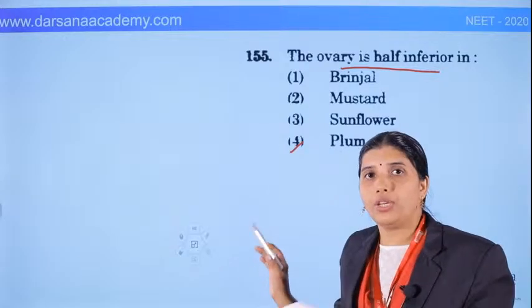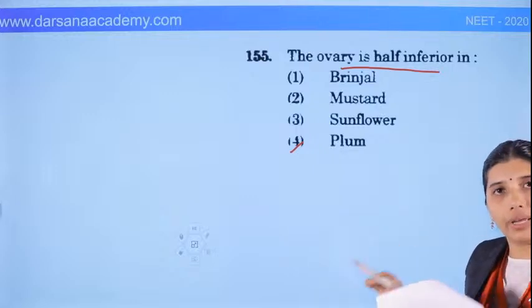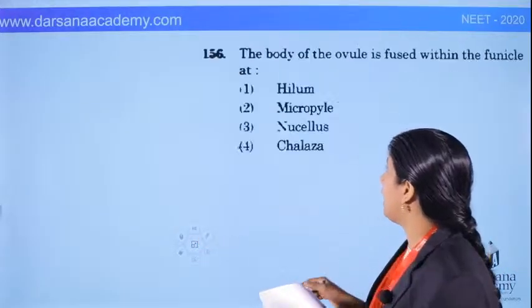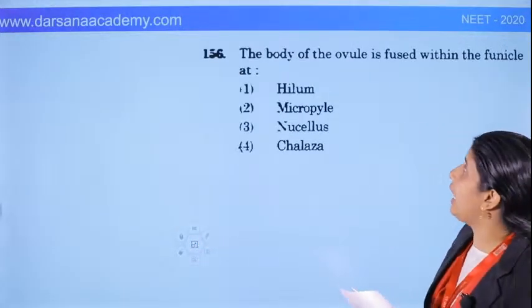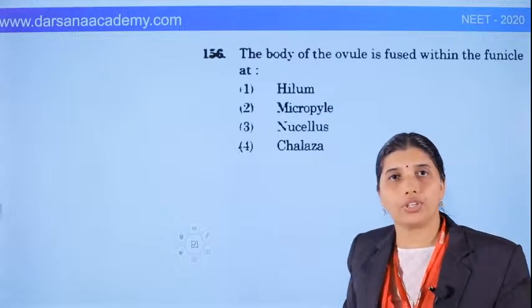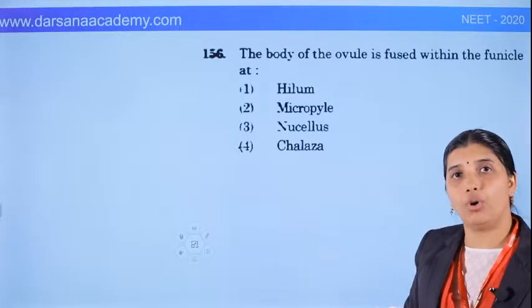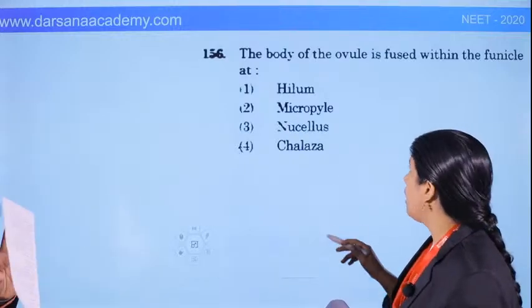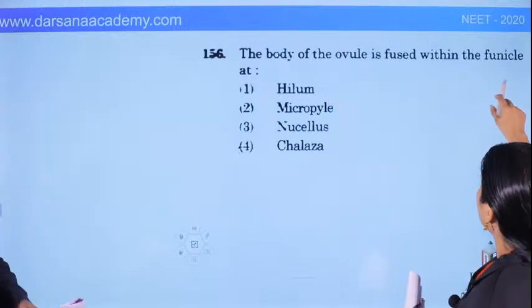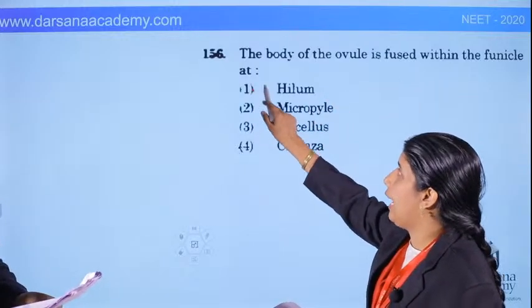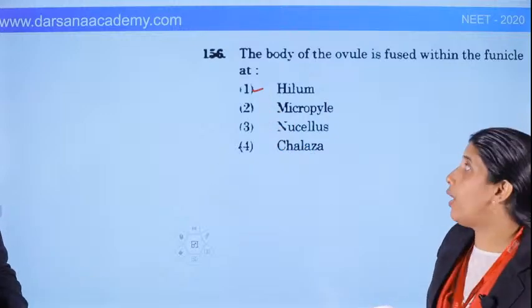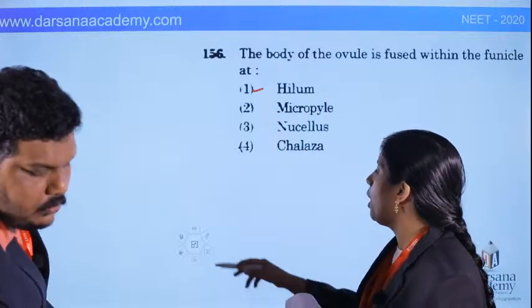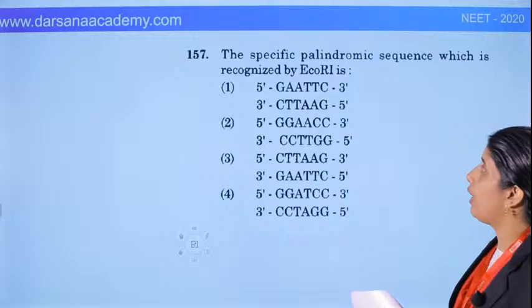And this plum, peach, rose are the half inferior ovary. They are perigynous. That's very, very important. And what about the next question? That is from sexual reproduction in flowering plants, and also connected with morphology of flowering plants. These points can be seen in these 2 chapters. The body of ovule is fused with the funicle at the hilum. 1 is the answer for this question number 156.